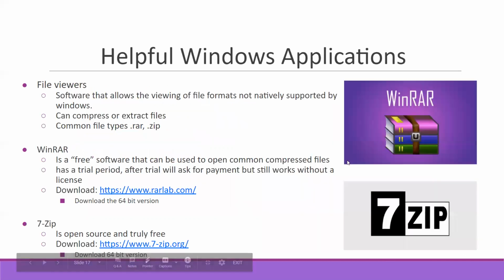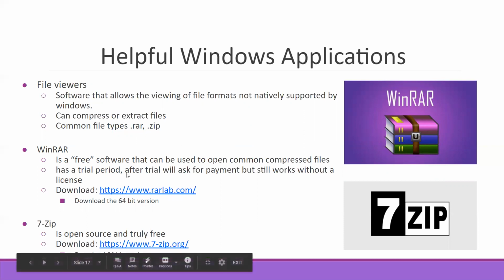So, helpful Windows applications. Here, we've got file viewers, software that allows the viewing of file formats not natively supported by Windows. So, something that might not come with Windows or be created by Windows. This can compress or extract files, and common types are .rar and .zip, for example. WinRAR is a free software that can be used to open common compressed files, and it has a trial period. After the trial, it will ask you for payment, but it still works without a license.